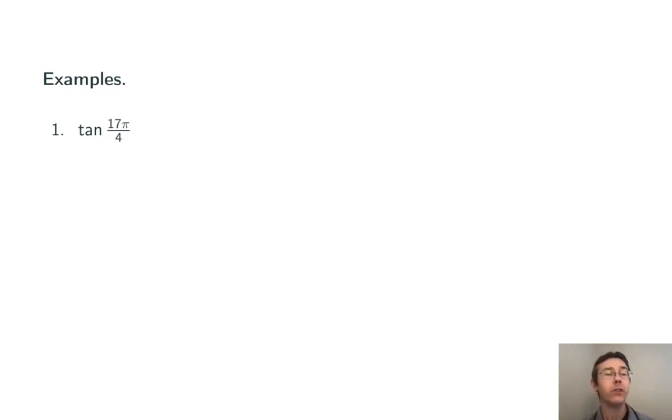Let's compute tangent of 17 pi over 4. So the idea here is to use periodicity. We're going to find an angle coterminal with 17 pi over 4 where it will be easier to evaluate this trig function. So I'm going to take 17 pi over 4 and subtract 2 pi, that is to say 8 pi over 4. Do it again, and then evaluate tangent of pi over 4 just by picturing an isosceles right triangle. The answer is 1.